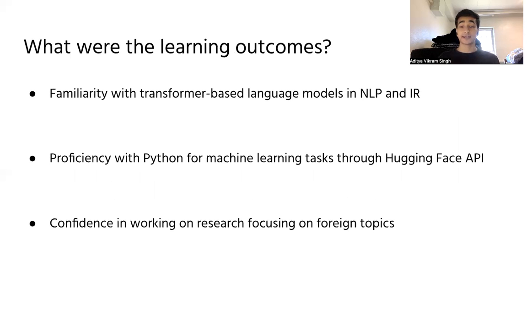Again, some of the learning outcomes that really benefited me was that I developed some familiarity with transformer-based language models that are relevant to both natural language processing and information retrieval. I also improved my proficiency with Python, the machine learning tasks, through using the Hugging Face API, which is the API we use for calling the transformers, for creating the models, and for evaluating them as well. And overall, it also bolstered my confidence in working on research, focusing on topics that are very foreign to me or things that I am not very comfortable with.